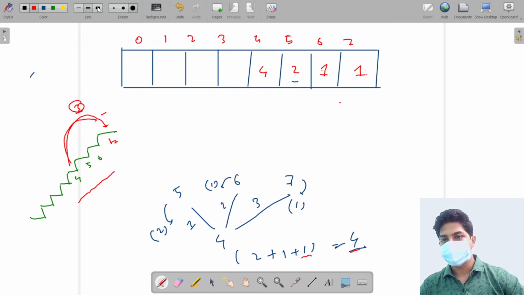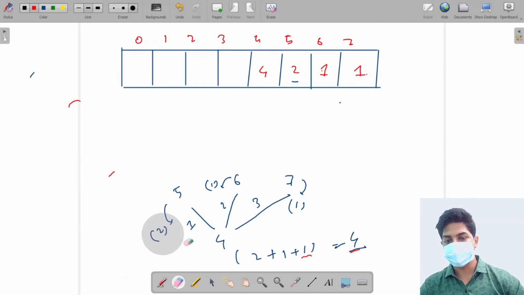So from this point, I will only show this particular diagram. I will only be calculating the number of ways.